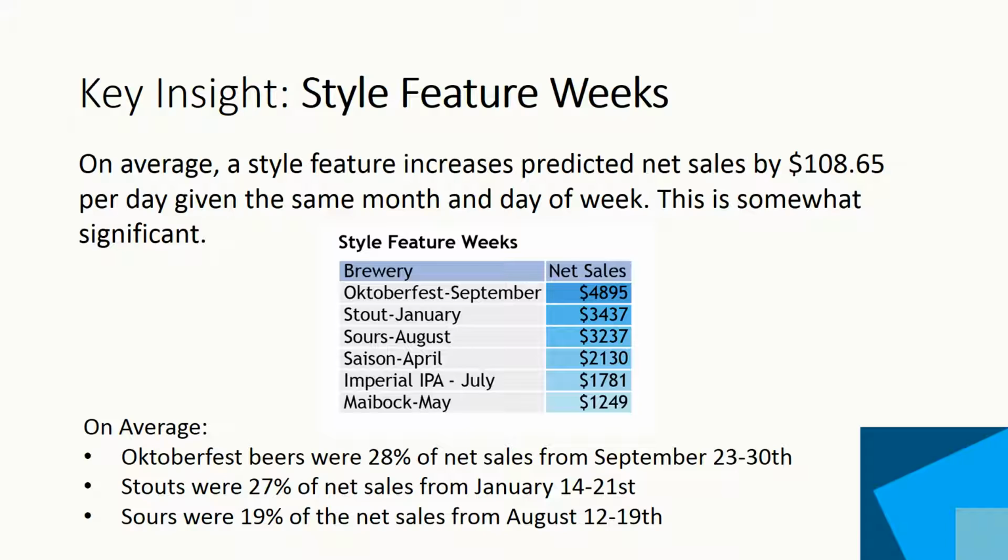Stouts came in second. On average, they were 27% of the net sales for that week. Sours were about 19% of the net sales. Then I looked at the Maybach beer, and it just wasn't as popular as the other ones. Those beers averaged only about 8% of the total week's net sales. Looking at that, maybe you can gain an insight into what beers were a hit with customers and which ones might not be worth doing a style feature on again. So the Maybach, might not want to try that again.